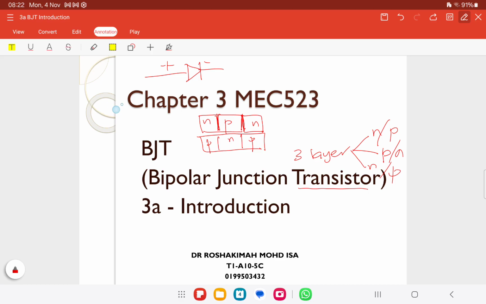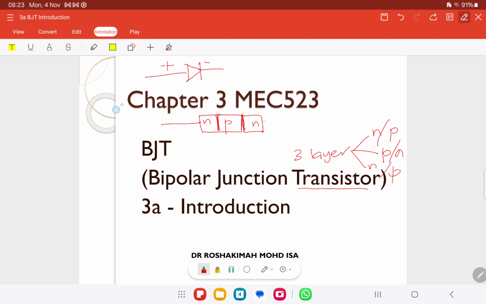Okay, ada 2 jenis, NPN and PNP. Sama macam diode, ada PN and P, 2 jenis. Okay, for the transistor, they will have 3 kaki lah. Okay, they will have 3 pins. Kalau diode ada 2 je, positif, negatif. Transistor will have 3 pins. Sekejap lagi kita tengok. And what else?